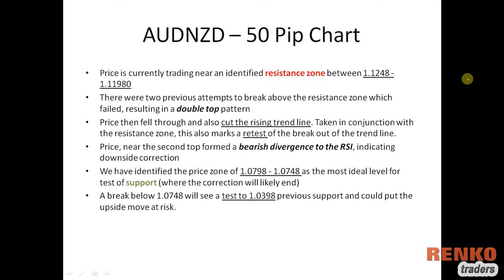Now, in terms of risk, if we do see that price falls below 1.0748, then the next level of minor resistance is at 1.0398. However, this is a level that we need to consider, which I will cover in the later parts of this analysis.